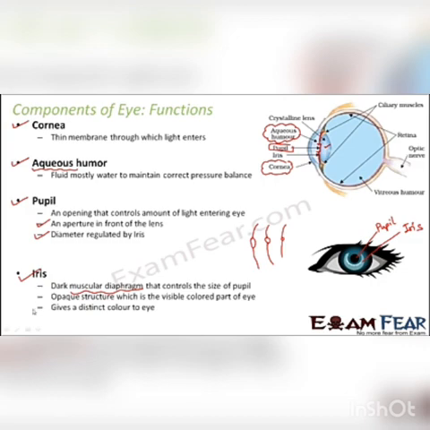But the iris gives a distinct color to our eye. That's what I was telling, right? Some people have blue eyes, some have brown eyes, some have black eyes. So all these different eye colors are due to the different colors of the iris.